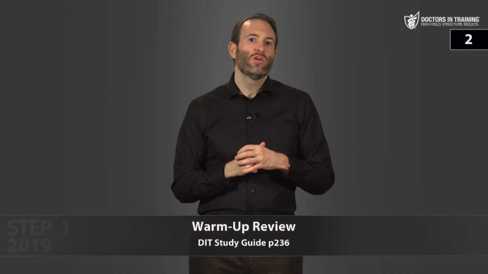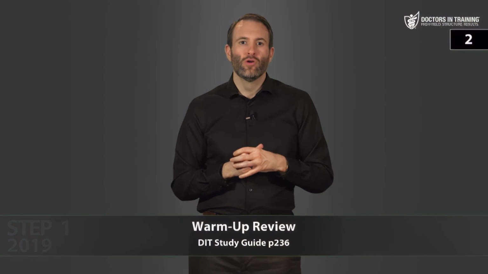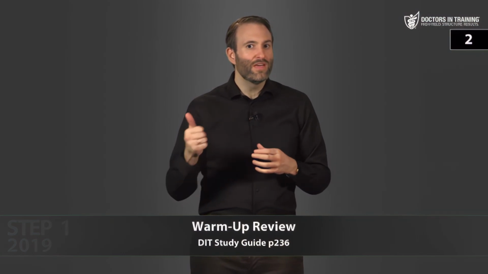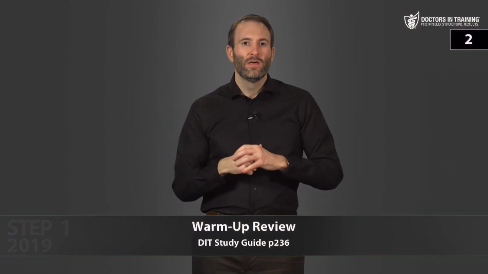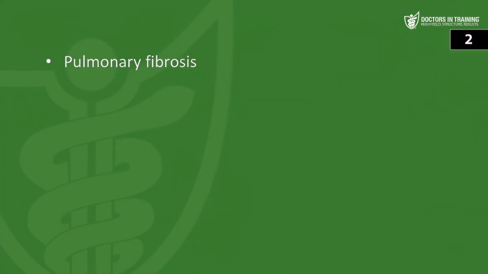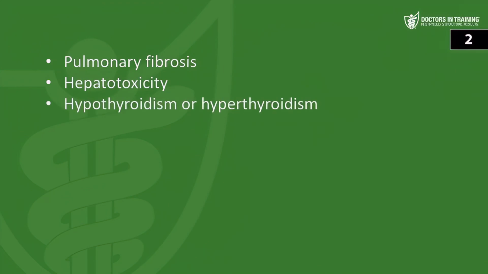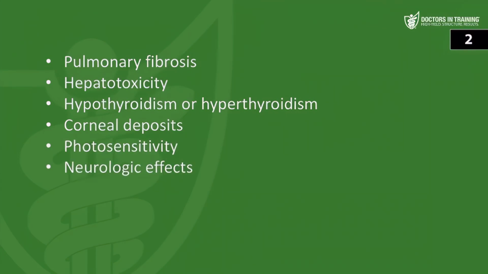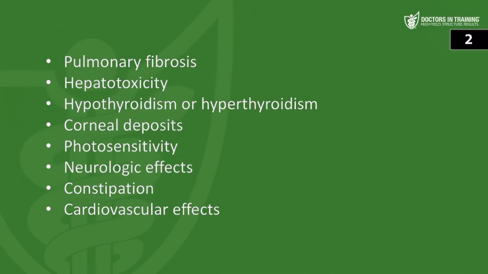Next question. What are the side effects of amiodarone? So remember with amiodarone, you've got to monitor the PFTs, the LFTs, and the TFTs because amiodarone can cause pulmonary fibrosis. It can be hepatotoxic, and it can cause either hypo or hyperthyroidism. It can also cause some corneal deposits, photosensitivity, neurologic effects, constipation, and cardiovascular effects. So a lot of different side effects there.